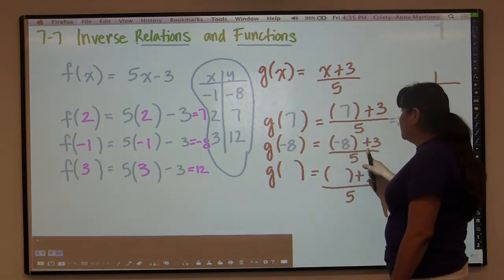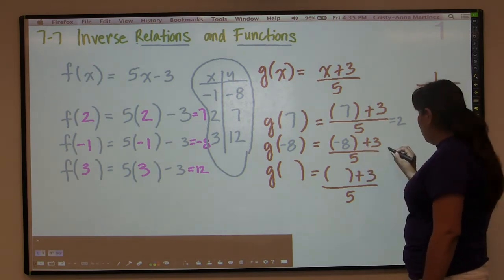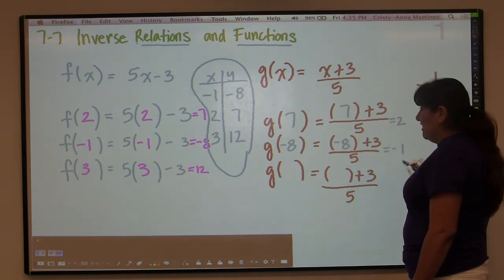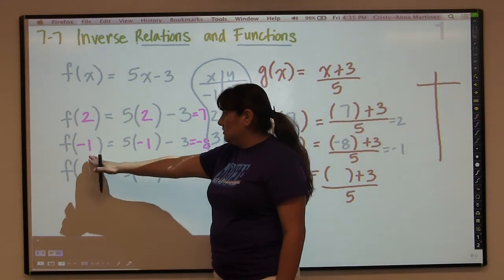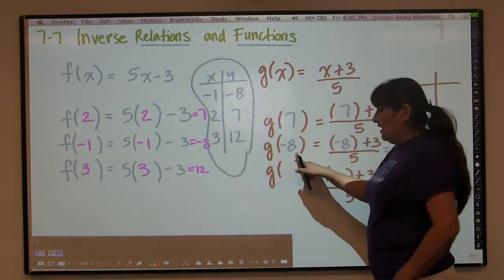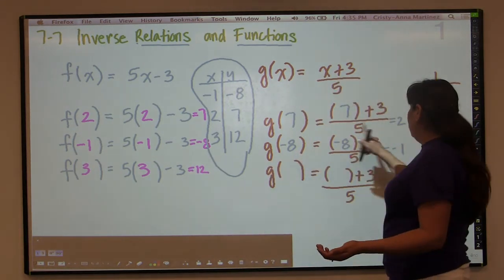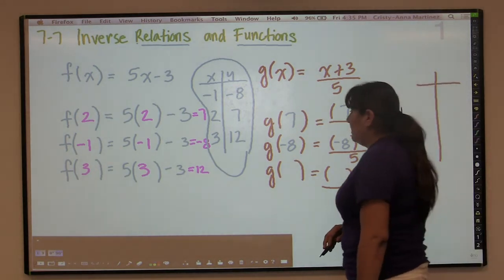And -8 plus 3 is going to be -5, and -5 divided by 5 is -1, and I get my -1 back. So you can see that the -1 went into the regular function, a -8 came out of the regular function, and if I put that -8 into the inverse function, I get back to the -1 that I started with. So it kind of undoes everything.